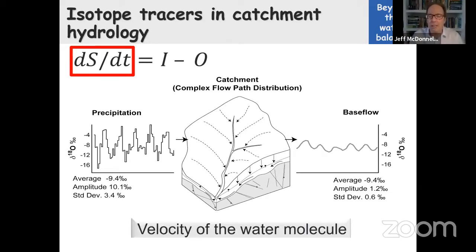And importantly, rather than the celerity of the hydraulic potential, these are measuring the velocity of the water molecule. This is a very different information source that I think can be helpful in understanding and modeling our systems, especially in response to changing climate, non-stationarity, and some of the other things you've heard of this week.